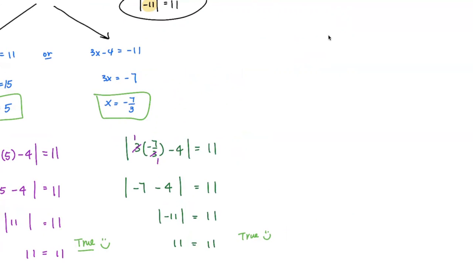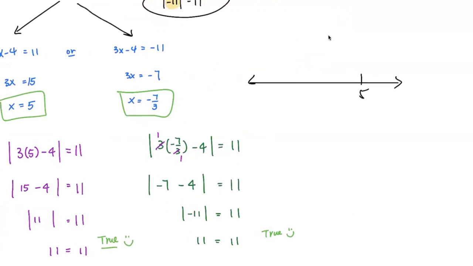And if you happen to need to graph this on the number line, just go ahead, because x could be both 5 or negative 7 over 3. So what you can do is to simply go ahead with two closed circles there. That would do it.